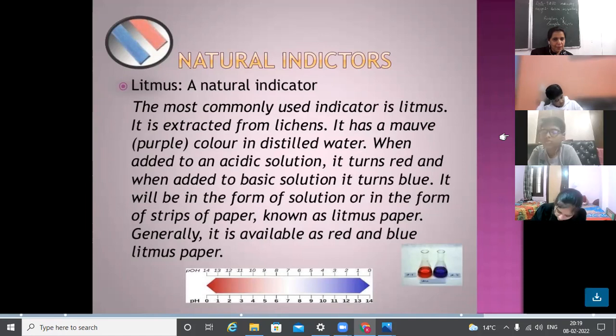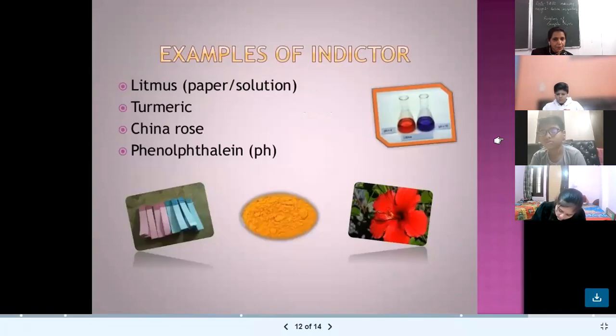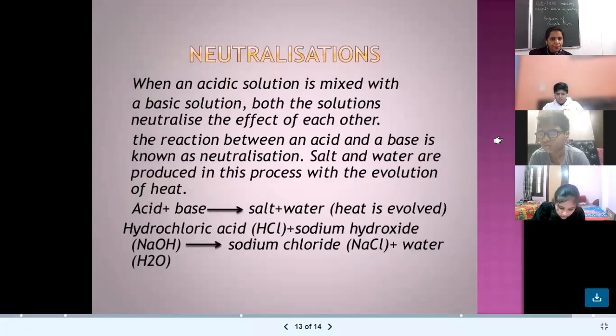Kindly come to the next slide. And children, you have to learn this natural indicator and what color change it shows with acids and bases. A few examples of indicators are litmus, turmeric, China rose, and phenolphthalein. So these are a few of the indicators. And you know the color change with these indicators. Tomorrow I will be giving the test. Kindly move to the next slide.